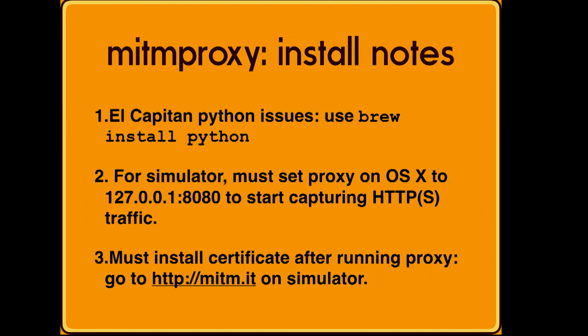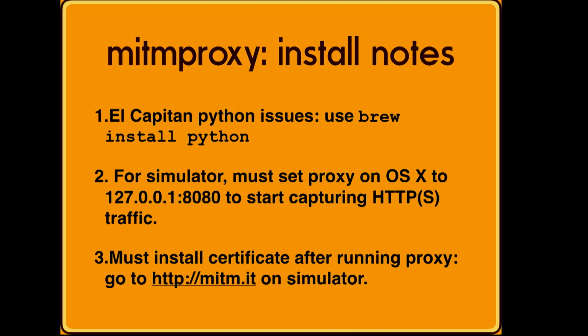And it's surprisingly difficult to install in El Capitan because the Python version has some issues. I would suggest using Brew. But once you're actually running it, you basically configure the OS X proxy to point to mitmproxy, which by default runs on the server on port 8080. And because of ATS, you're very interested in what's actually going on with that encrypted network traffic, that HTTPS secure traffic.